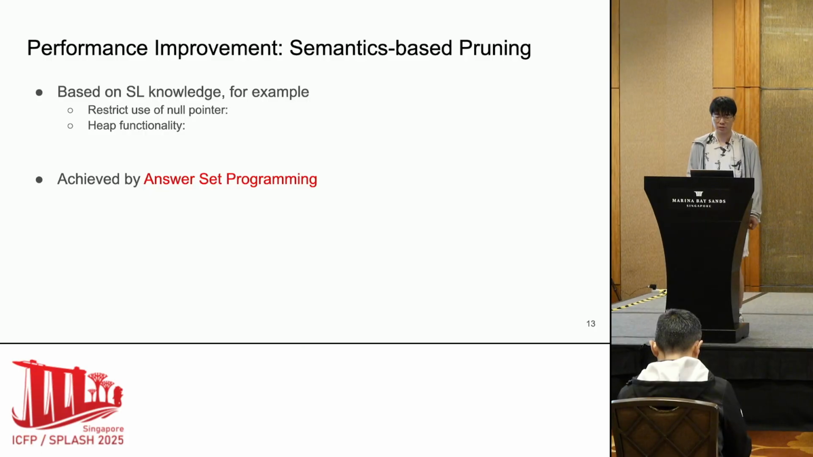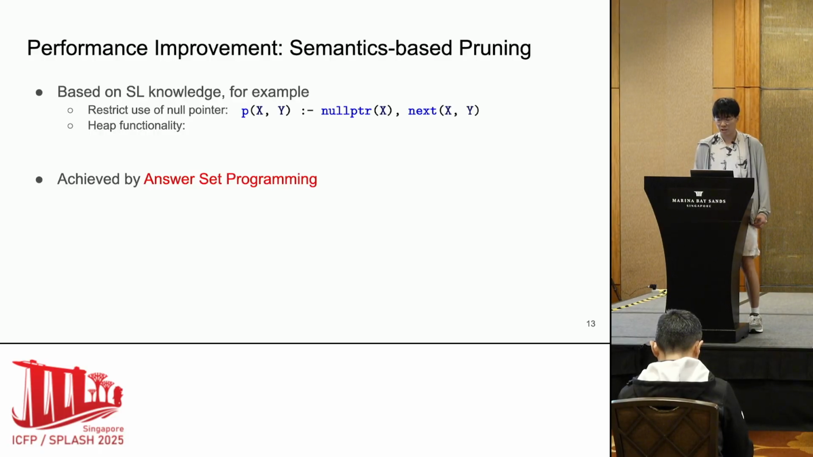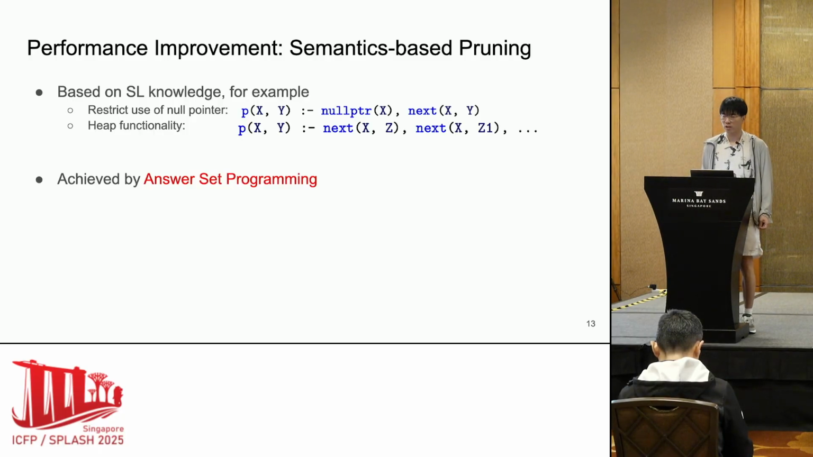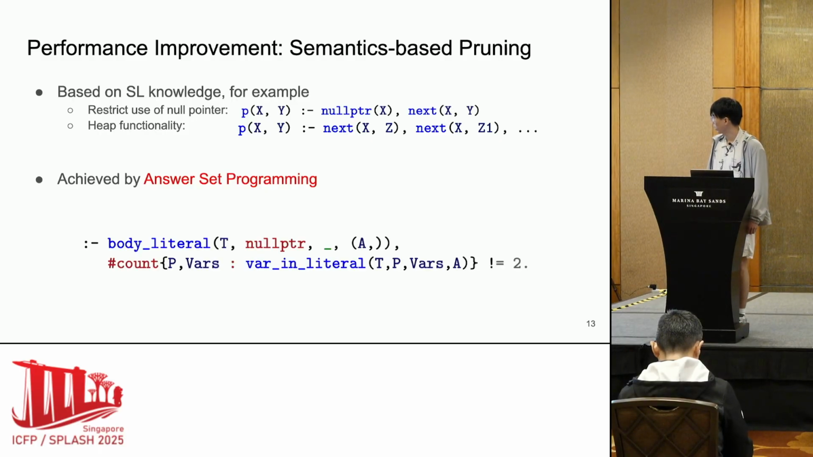Now we deal with efficiency. Actually, the previous one is about the semantics of separating logic. And here we also have different semantics that can be used to prune the search space. For example, if the pointer is a null pointer, we cannot use the n-ary and something like heap functionality. So this semantics-based pruning is achieved by answer-set programming. Here we're basically saying that if a variable is a null pointer, then it can only appear in the rule twice.